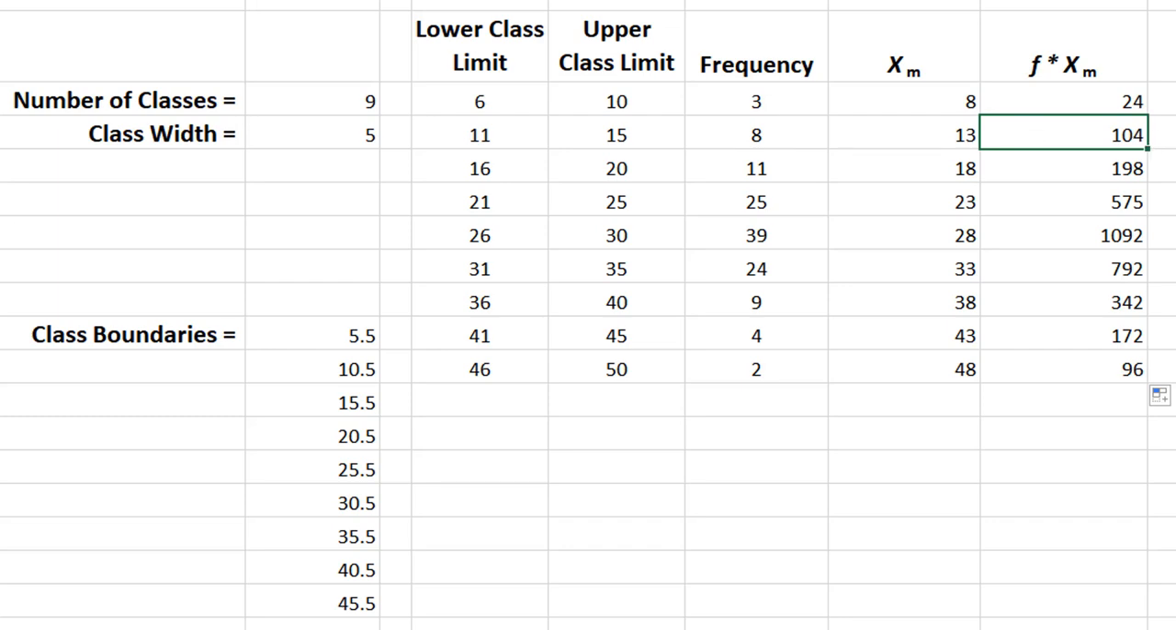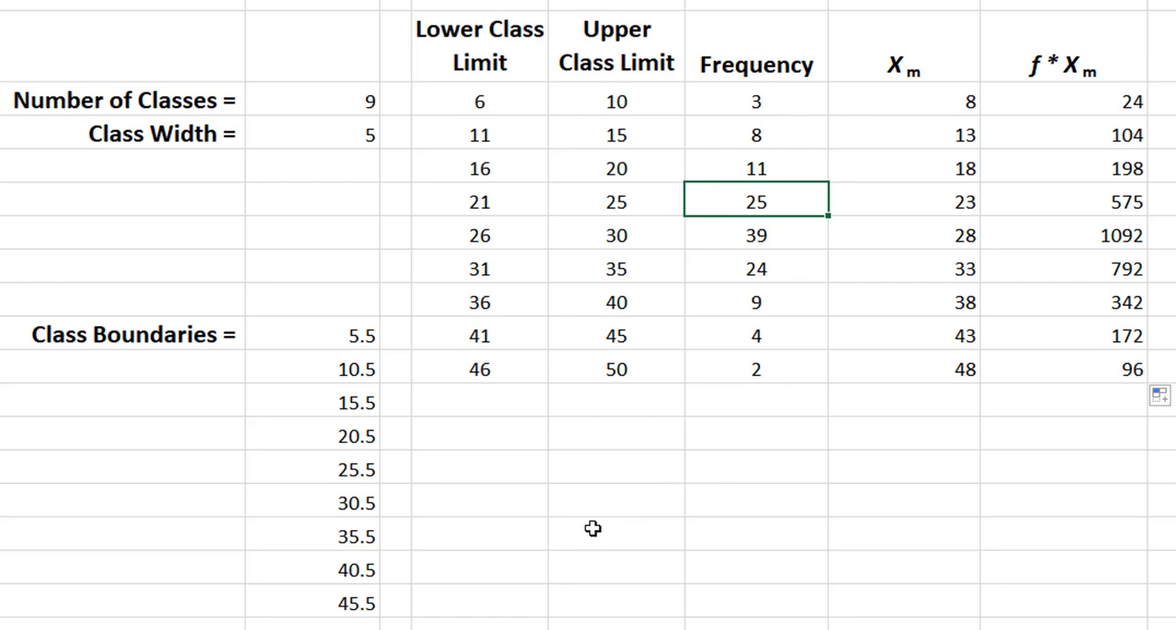Now, let's calculate the mean first. The mean is simply you add up all your values and divide by the number of values that you have. Well, let's first figure out how many values we have. The number of values that I have are actually just the sum of all the frequencies. In other words, I have 3 of something, 8 of something, 11 of something, 25 of something. But when I add all this up, that gives me the total number of values.